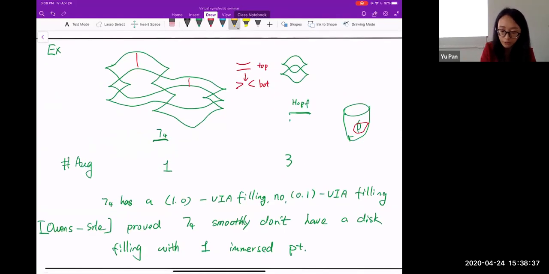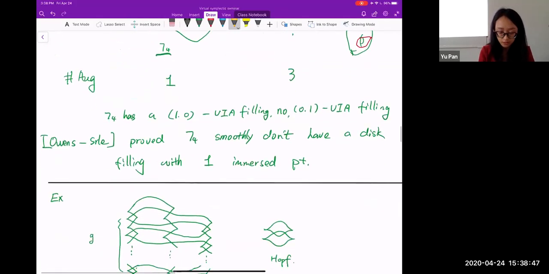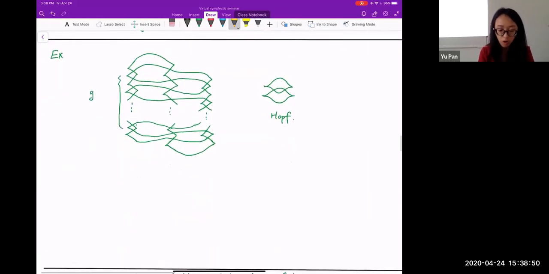So for 7-4, you can see that these strands go back and forth in this way. And in the extended example, we just want that to repeat. They happen g many times. So you get this part happening g many times. Then for this example, you can again do a pinch here and then here and then here. And then these are 2g many pinch points.